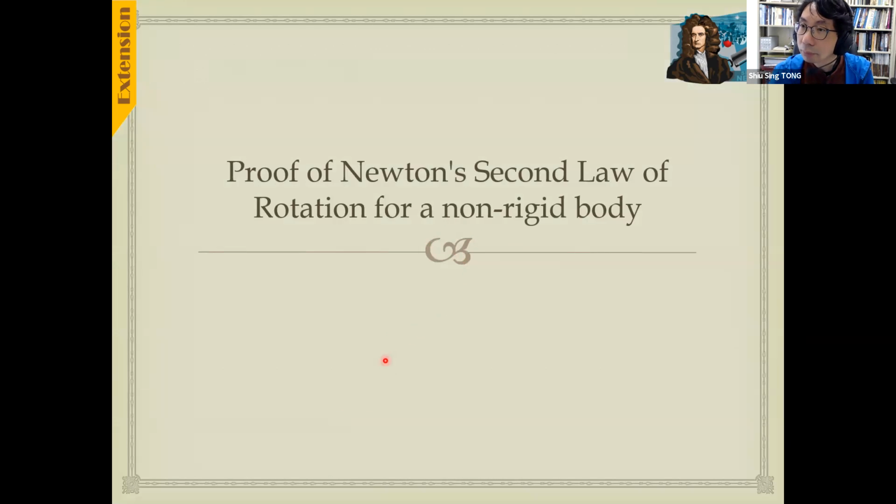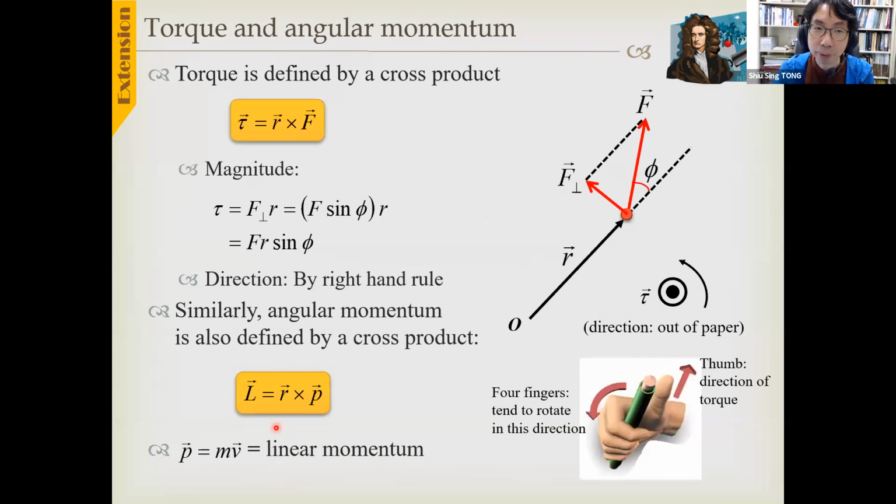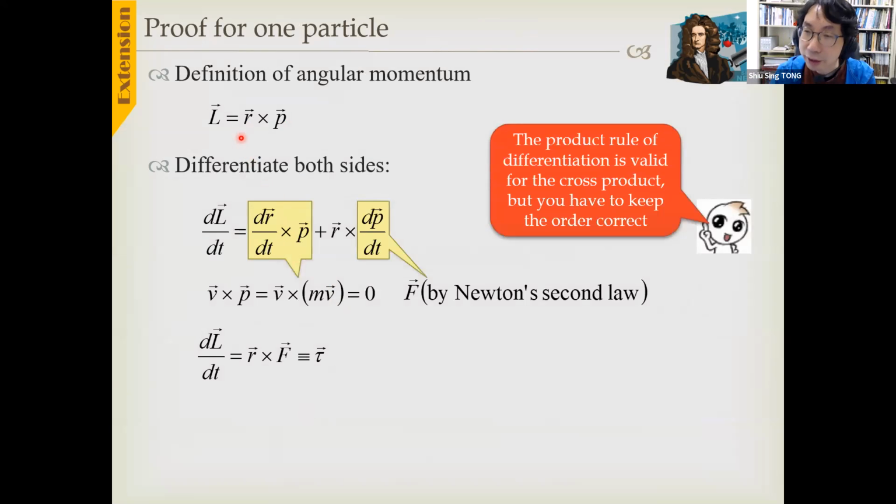Now, so we turn everything into vectors. If you believe that the torque is r cross F and the angular momentum is r cross p, everything is turned into vectors. And now you're ready for the general proof of Newton's second law in rotational form. Okay, and also they are fully presented in vectors. Now let's start with a single particle. This is the angular momentum. We define r cross p.